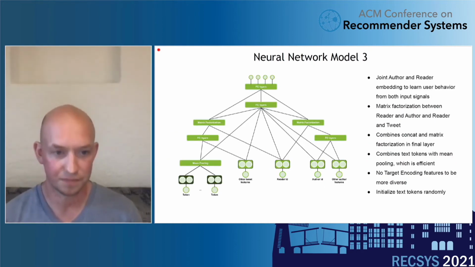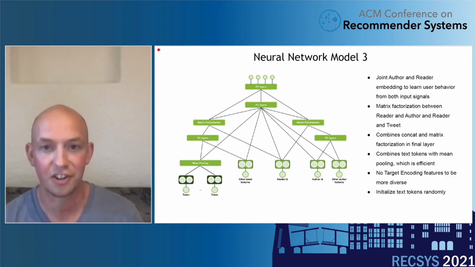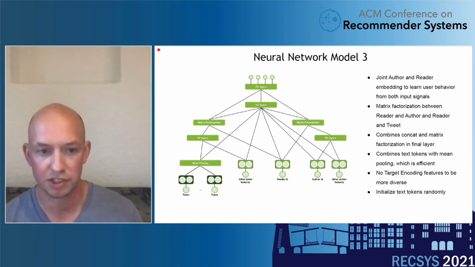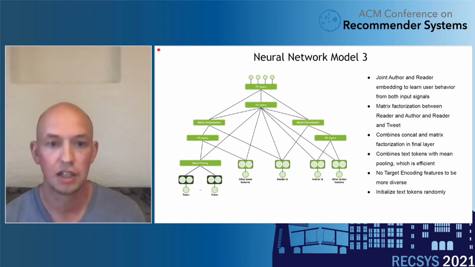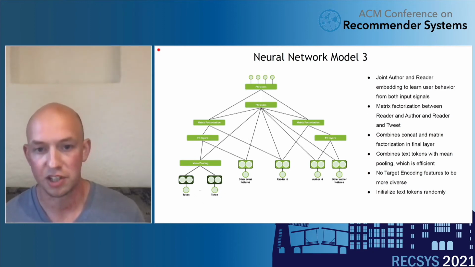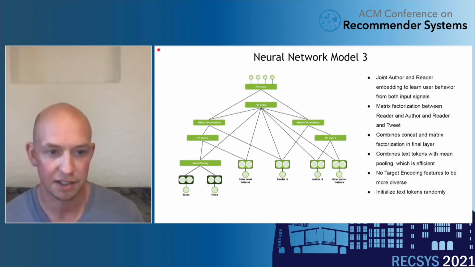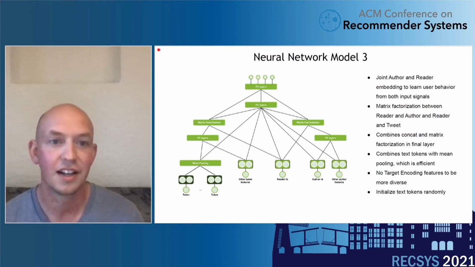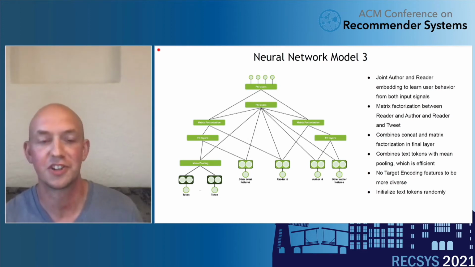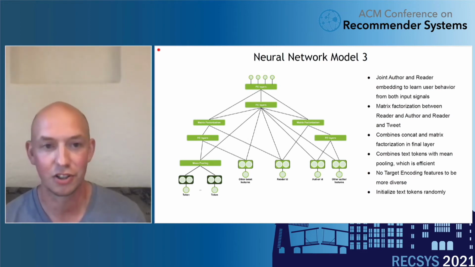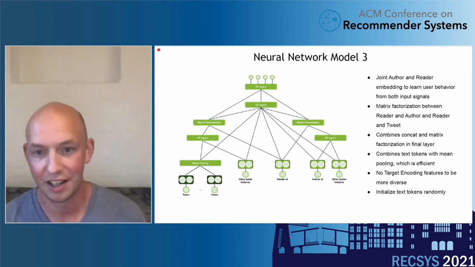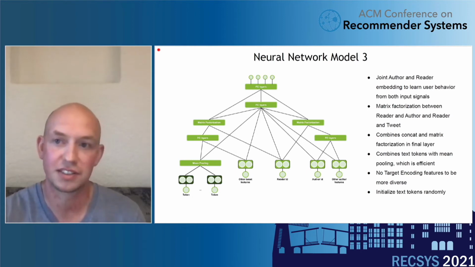And finally, the third model is a combination with multiple matrix factorization and concatenation layers. In the end, it uses the text tokens as well, but this time the text tokens are initialized randomly from scratch, with mean pooling. This is super efficient, which is really great, and GRU did not make a big difference here. We have the author ID with other features, the reader ID with an embedding, and do the matrix factorization between reader and author, and reader and the text output. Then we concatenate all of them together through a fully connected layer, concatenate the output with the matrix factorization output again, and add some fully connected layers and the final output. So this is again a really different structure, and this enables us to have a diverse set.